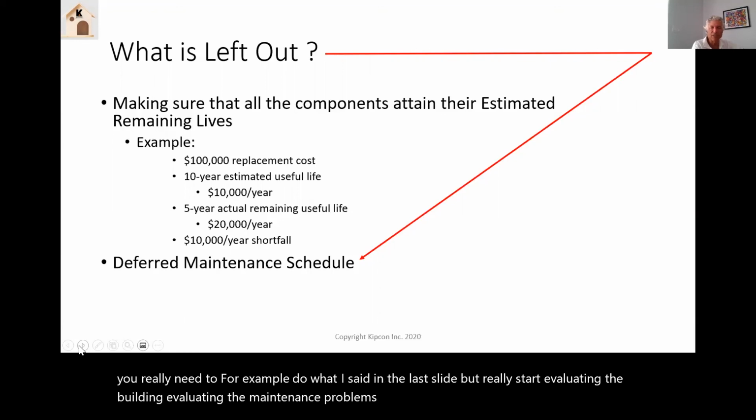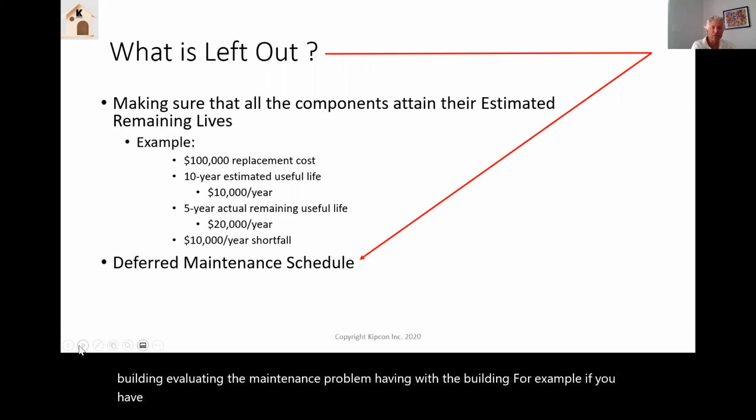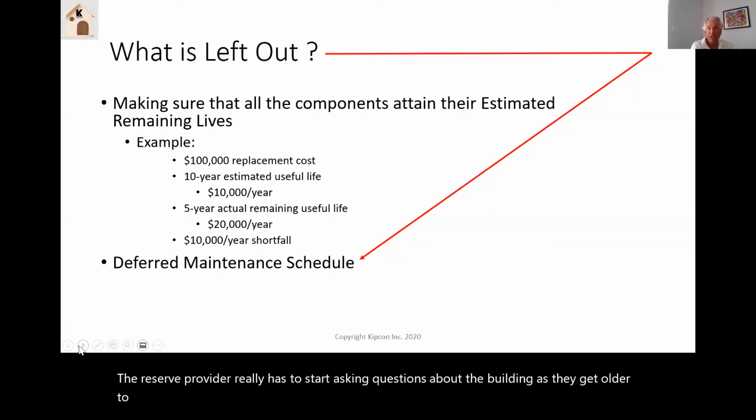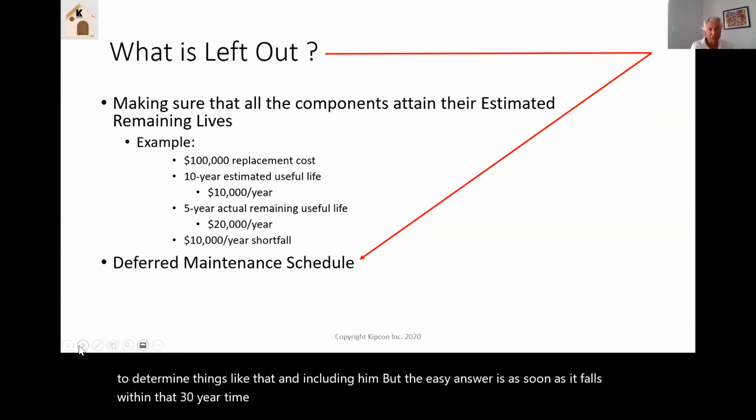For example, if you have risers that are starting to have problems and you replace some of them, or replace parts of them, the reserve provider really has to start asking questions about the building as it gets older to determine things like that and include them. But the easy answer is, as soon as it falls within that 30-year time frame, absolutely it should be included, because if it's not, where's the money going to come from?